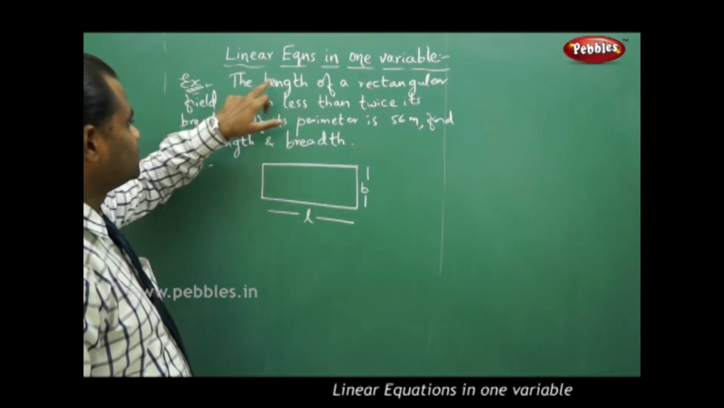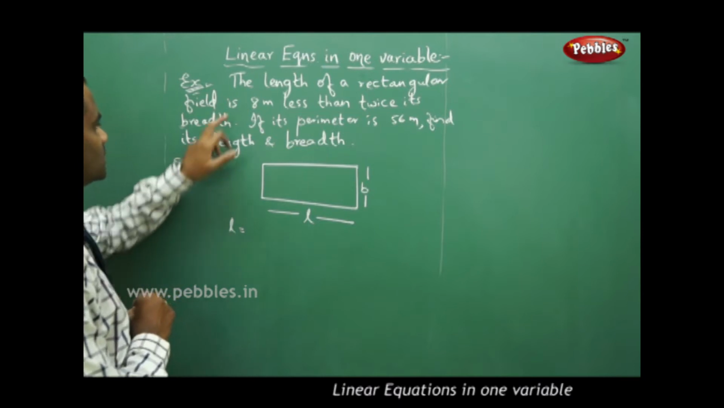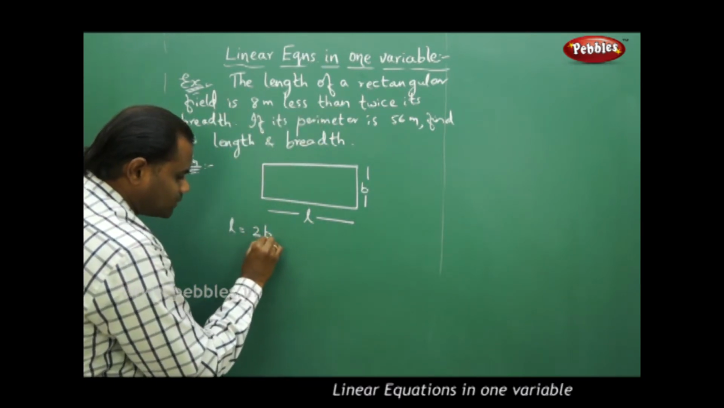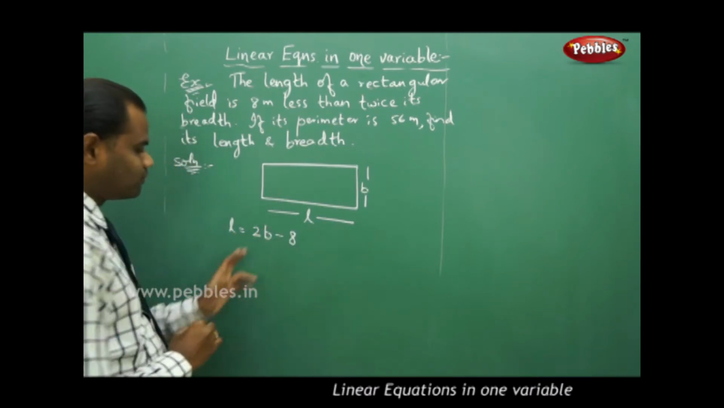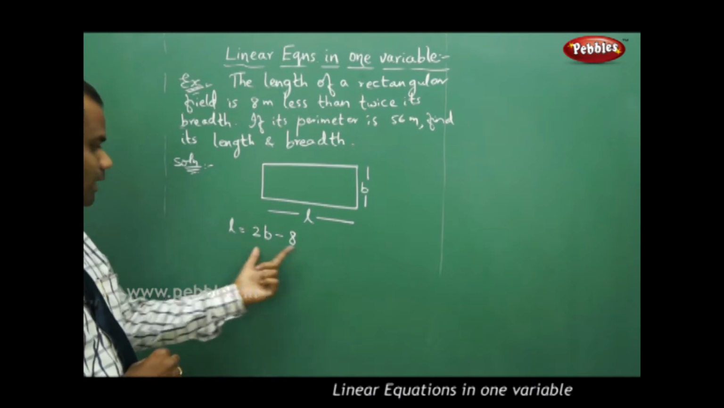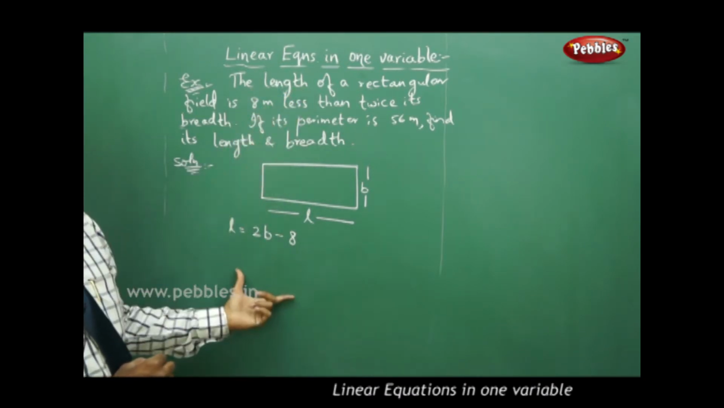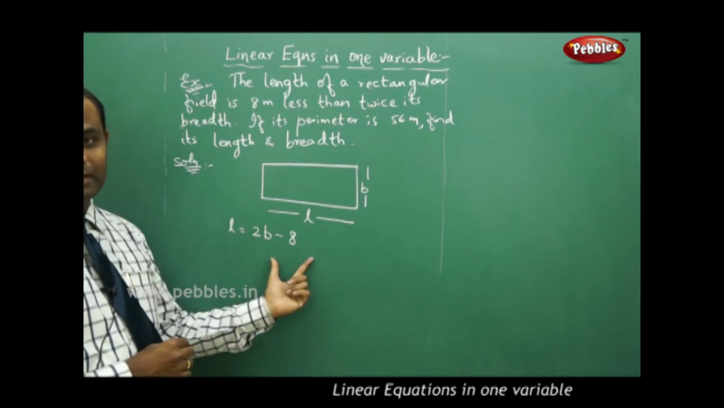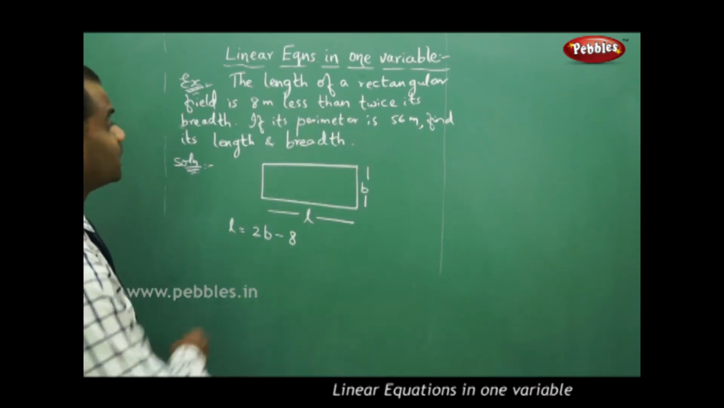Now the information here says that the length of a rectangular field is 8 meters less than twice its breadth. So if I double the breadth, then length is 8 meters less than twice its breadth. This is how I get the mathematical equation by converting the word form into the mathematical form. So length is twice its breadth minus 8. So 8 meters less.